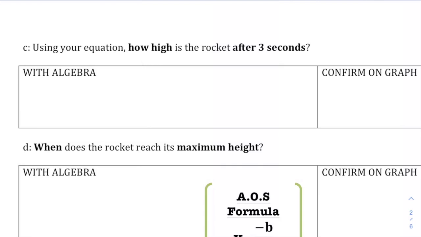So part C asks us, using your equation, how high is the rocket after 3 seconds? I can do this 2 ways. I can do it with algebra, by hand, or I can confirm on the graph in Desmos. With algebra, I just want to plug in the 3 seconds for t in my equation because 3 seconds is a time. So I'm going to copy down the equation from before.